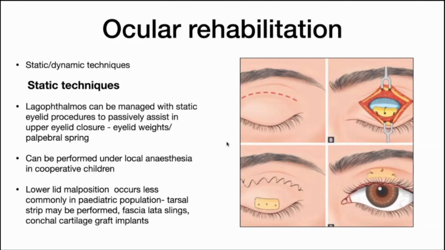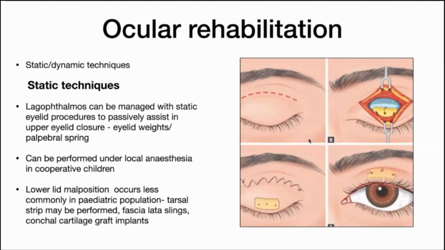Lagophthalmos can be managed with static eyelid procedures to assist the upper eyelid closure, or we use eyelid weights or a palpebral spring. Most commonly, the eyelid weights which are used are of titanium because these do not form a capsule and they can be removed in case the patient recovers.